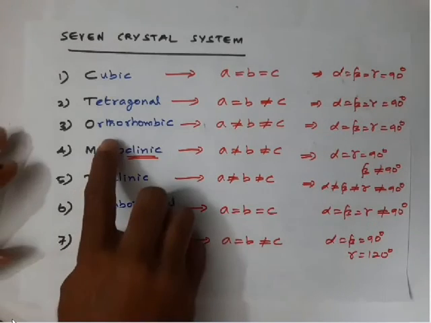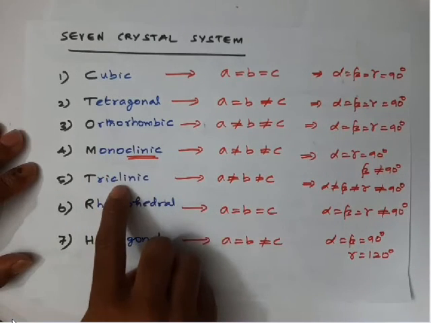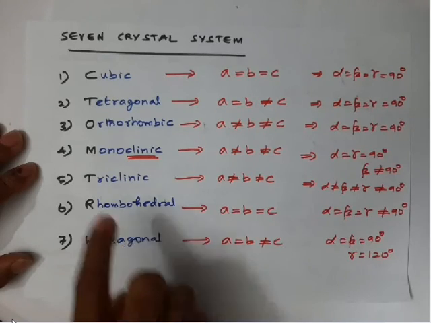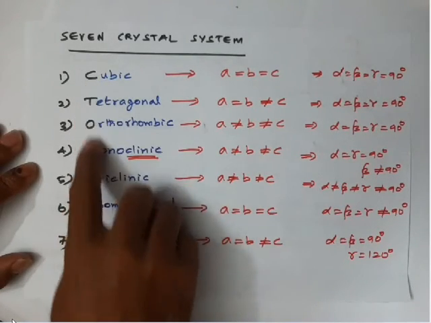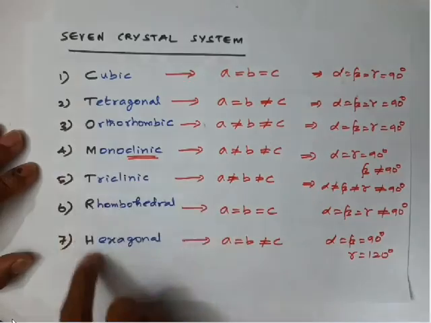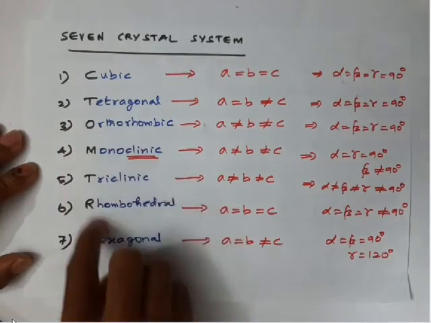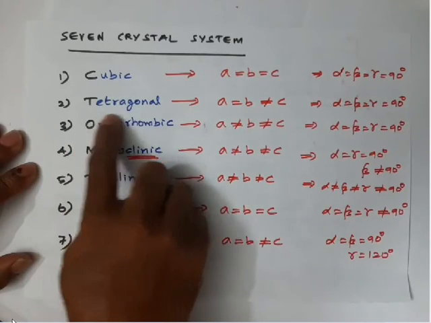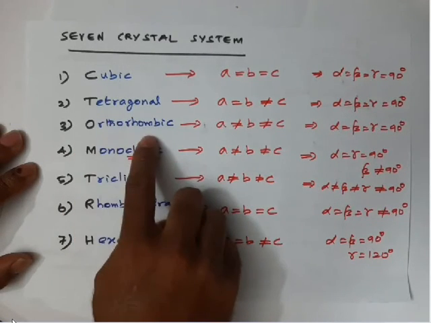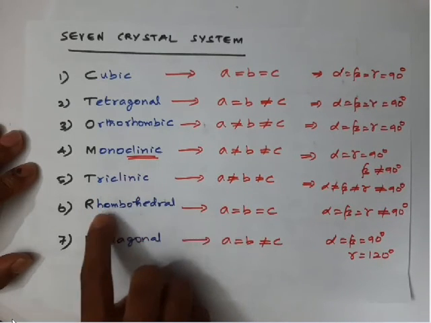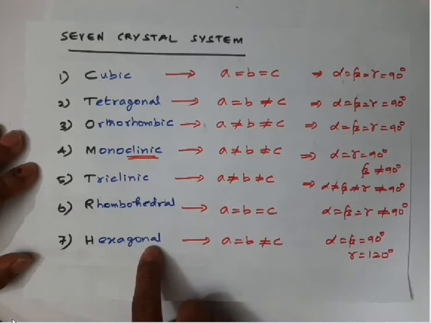Then we have orthorhombic, monoclinic, triclinic, rhombohedral, and hexagonal. Remember this order. I have given this mnemonic: CTO MTRH. C means cubic, T means tetragonal, O means orthorhombic, M means monoclinic, T triclinic, R rhombohedral, H hexagonal.